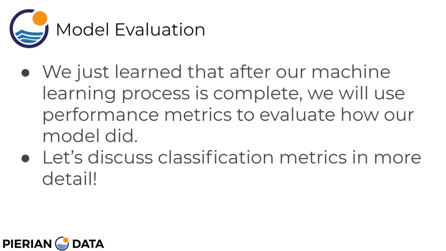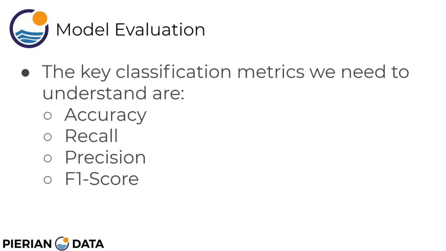And we keep mentioning the fact that we train our model on the training data, and then we're going to use some sort of metric to actually see how it performed on either the test set or the validation set. So let's go ahead and discuss what that actually means. What classification metrics are we going to be using? The key classification metrics we should be understanding are accuracy, recall, precision, and F1 score.